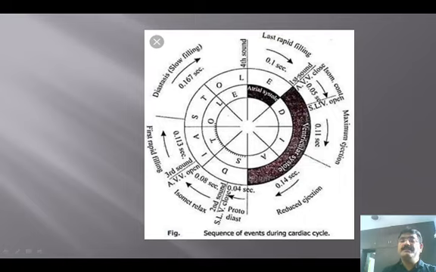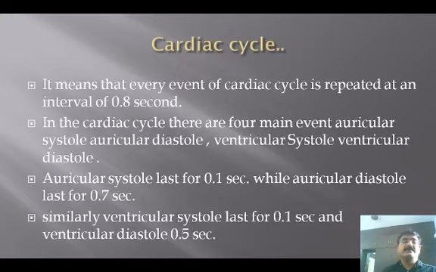They are nothing but the first sound, second sound, third sound, and the fourth sound which are produced during the beating of the heart. Here is the diagrammatic presentation of the cardiac cycle which takes place during the beating of the heart. It means that every wave of the cardiac cycle is repeated at intervals of 0.8 second.